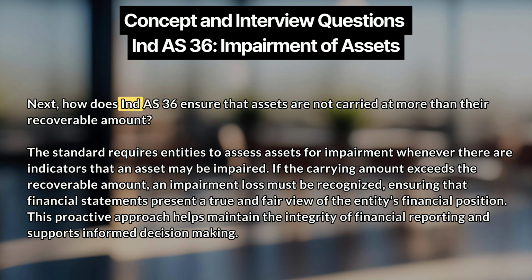Next, how does IND AS 36 ensure that assets are not carried at more than their recoverable amount? The standard requires entities to assess assets for impairment whenever there are indicators that an asset may be impaired. If the carrying amount exceeds the recoverable amount, an impairment loss must be recognized, ensuring that financial statements present a true and fair view of the entity's financial position. This proactive approach helps maintain the integrity of financial reporting and supports informed decision making.